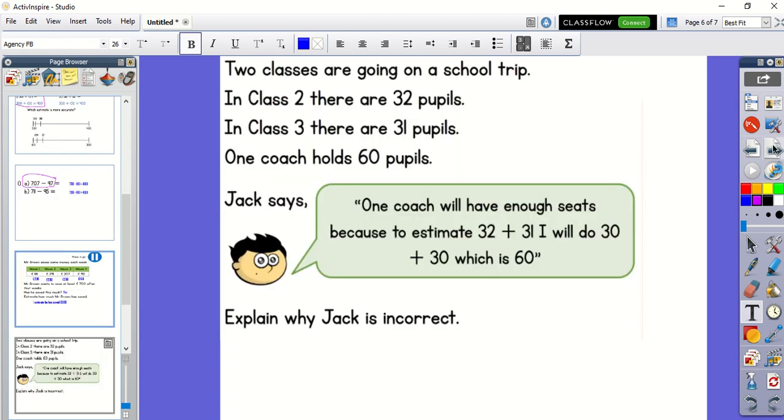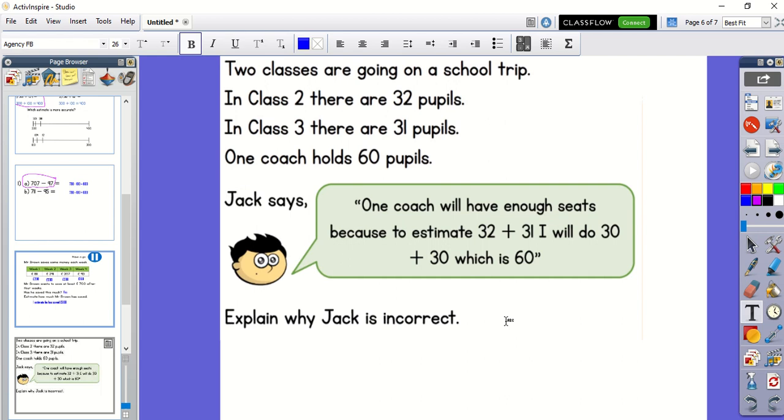Let's look at the final question. Now pay close attention to this one. 2 classes are going on a school trip. In class 2, there are 32 pupils. In class 3, there are 31 pupils. One coach holds 60 pupils. Now Jack says, one coach will have enough seats because I estimate 32 add 31. I will do 30 add 30, which is 60. Now Jack is incorrect for one reason. Why do you think that reason is?